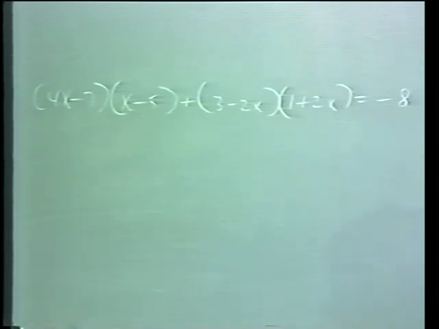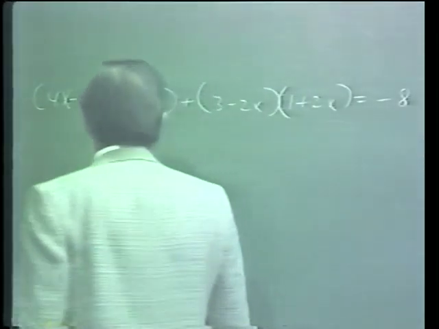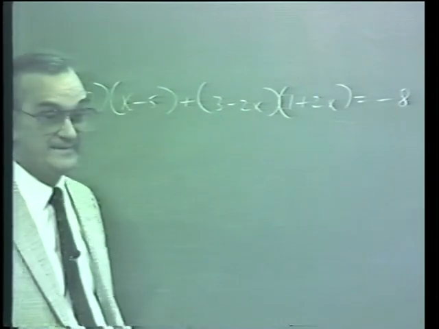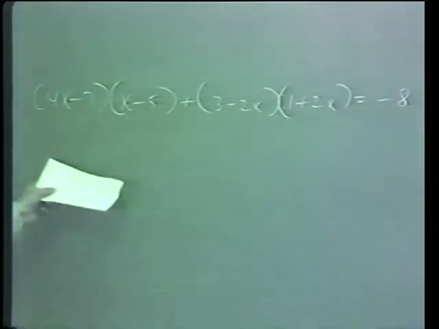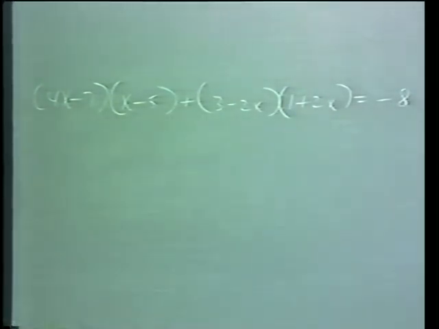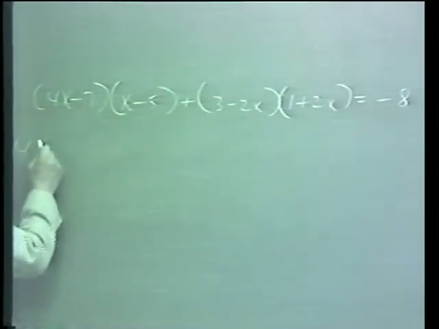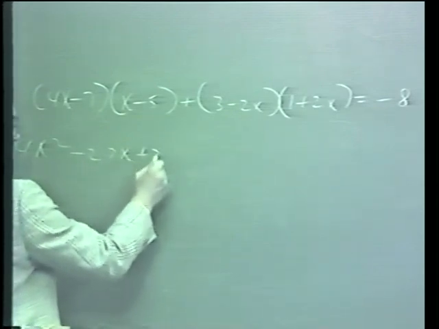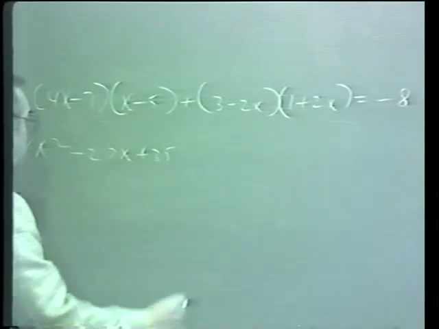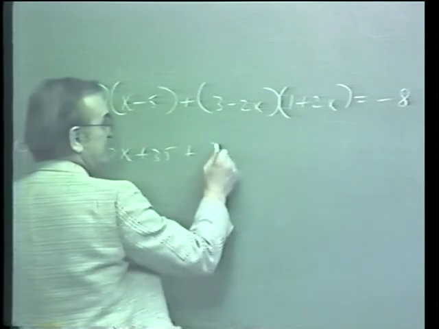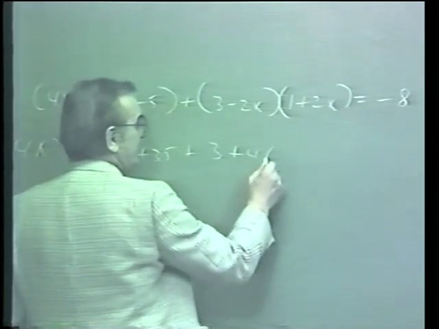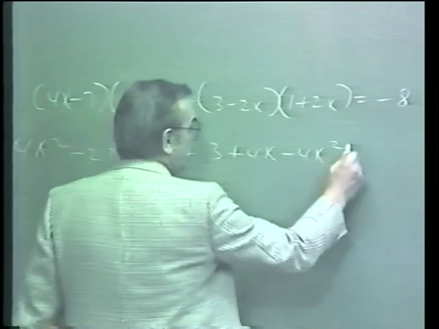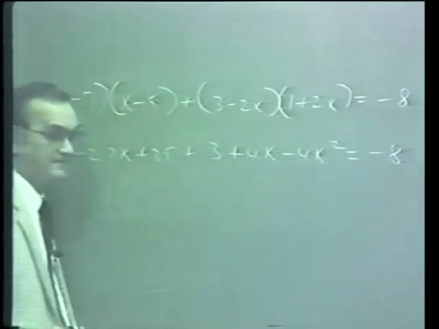Okay, let's take a look at this problem. This one come out pretty nice? Real nice. Let's see what real nice is. Our first step is to clear these parentheses. Well, we have here a little FOIL multiplication. Again, we have 4x squared. We have a negative 27x, positive 35. Plus, if we multiply these out, we have 3 plus 4x minus 4x squared equals negative 8.